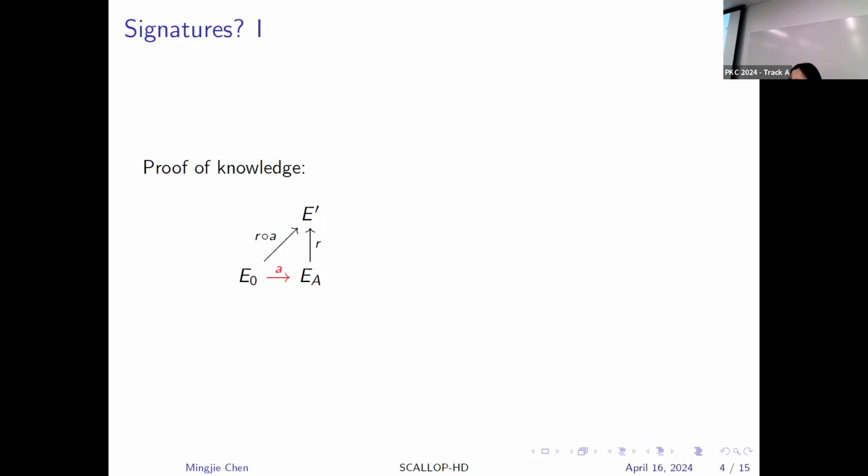Suppose a is the secret path between two supersingular elliptic curves, which is the knowledge we want to prove. And then the prover just takes a random walk, goes to some other supersingular elliptic curve E', and the verifier challenges with 0 or 1. And then the prover responds with either the path from E_A to E', or the path from E_0 to E', which is the composition of the secret and r.